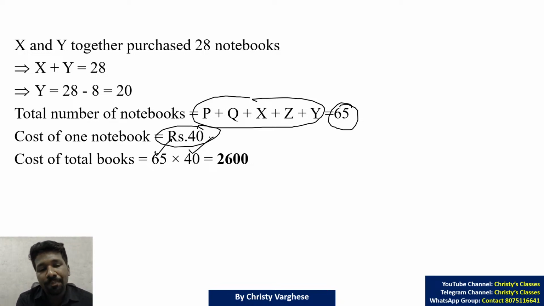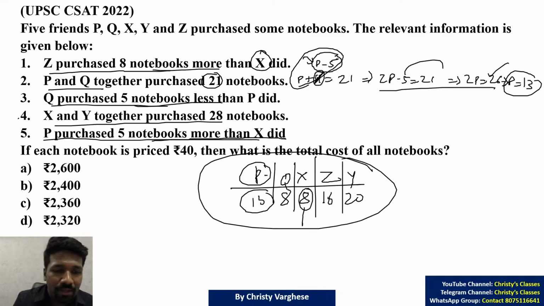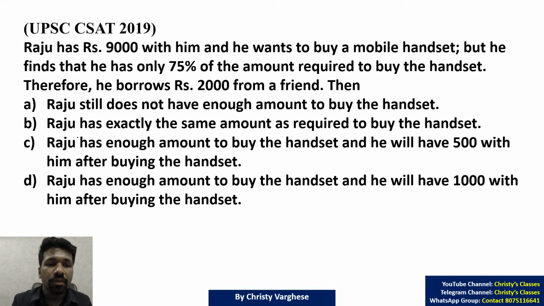For this particular question, at least note it down or remember. 65 into 40, you can think like 65 into 10 is 650. 65 into 20 will be double of it. 650 double is 1300. So 65 into 20 is 1300. So 65 into 40 will be double of 1300, that is 2600. Use very few steps. So 2600 will be the answer. I hope it is clear to all of you. So option A is the answer.